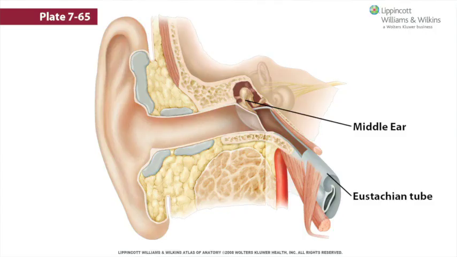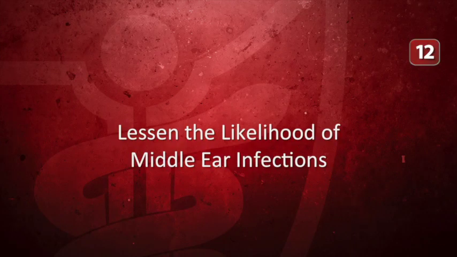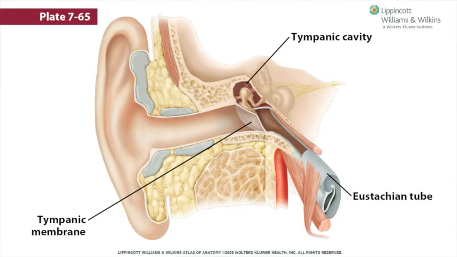The mucosal lining of the eustachian tube is continuous with that of the pharynx and the middle ear. This lining is covered by cilia that beat in the direction of the pharynx, driving bacteria away from the tympanic cavity to lessen the likelihood of middle ear infections. The main function of the eustachian tube is to regulate air pressure within the tympanic cavity, specifically to keep the atmospheric pressure on the lateral side of the tympanic membrane equal to the pressure within the tympanic cavity on the medial side of the membrane.